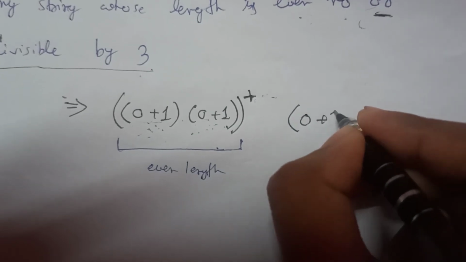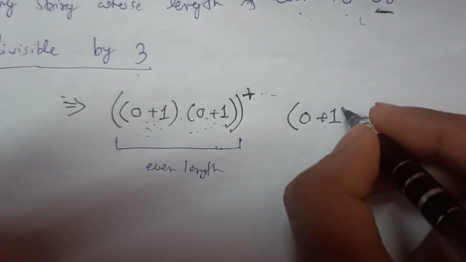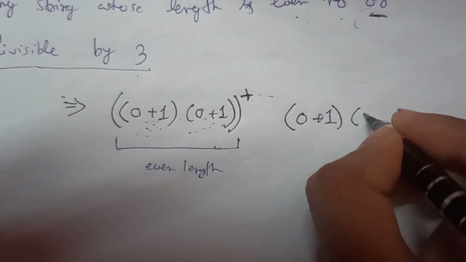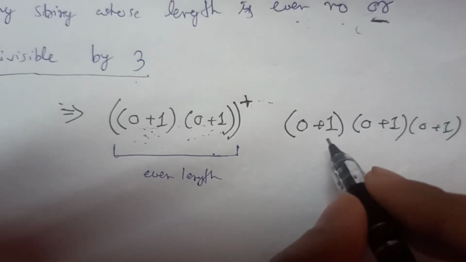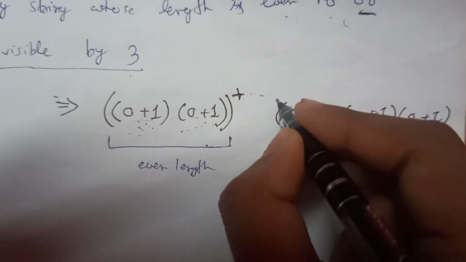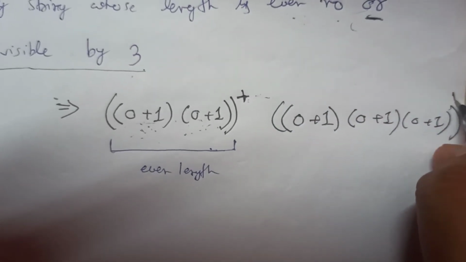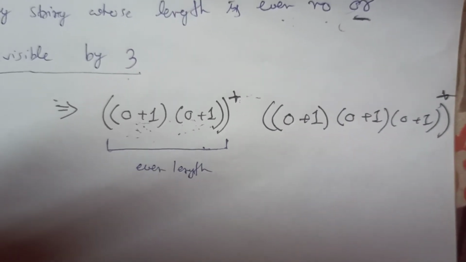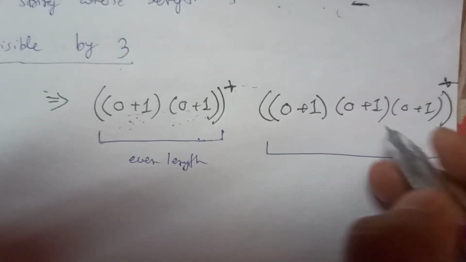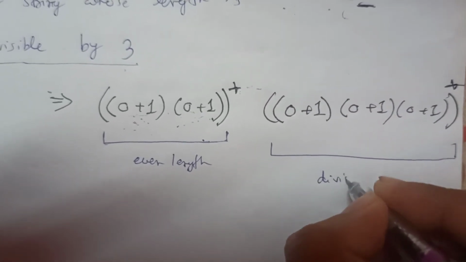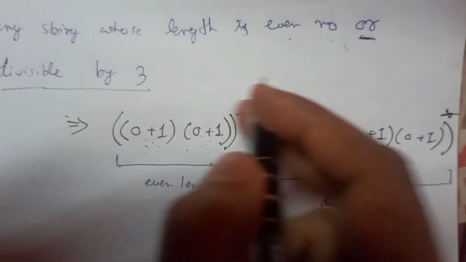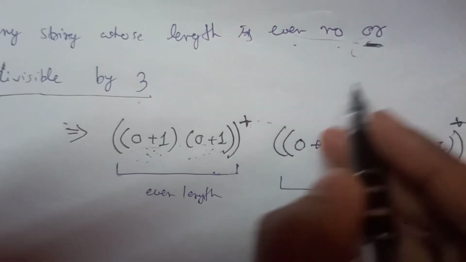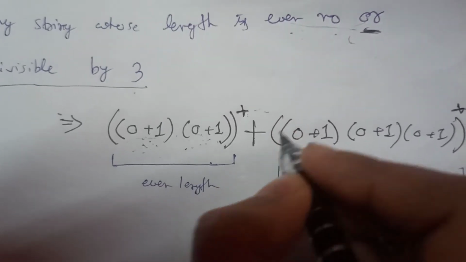Okay, so from 2 times we are getting length 2. So from here we will get length 1, from here length 1, and again from here length 1. So this will be length 3, and I will also give a whole star for it. So this will be divisible by 3. This can be anything that is divisible by 3. And how are these two connected? This is connected by or, so I will give a plus between them.